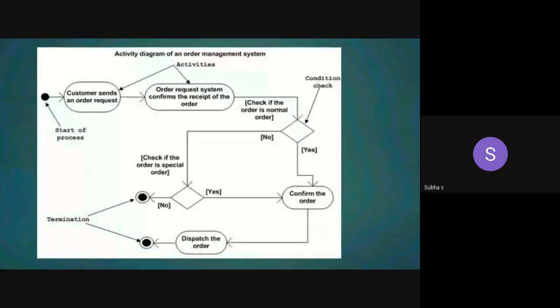Again the same example. Order management, stock management. I take two examples into account. One is stock management. The next one is the recruitment process. In this diagram, again for stock management, the customer sends an order request.